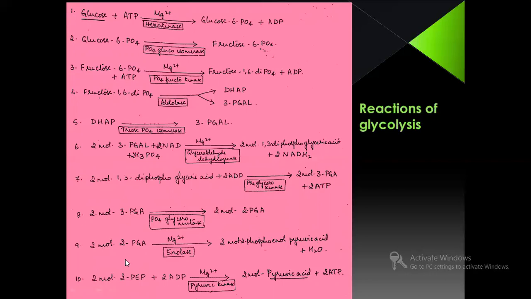And these 2 molecules of PEP again undergo dephosphorylation, where there is removal of phosphate group from the PEP in the presence of an enzyme referred as pyruvate kinase, resulting in the formation of 2 molecules of pyruvic acid, and this last step is involved with liberation of 2 molecules of ATP. I hope I have made these things clear.